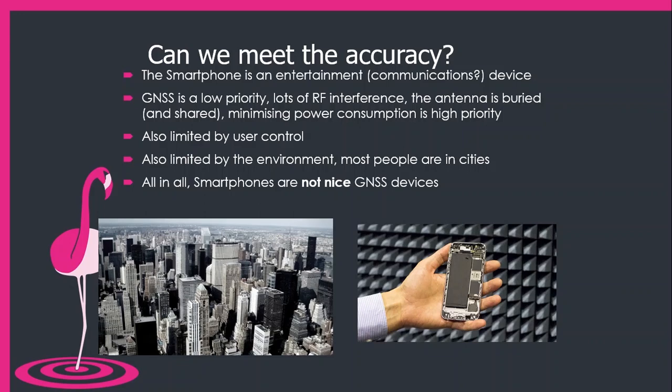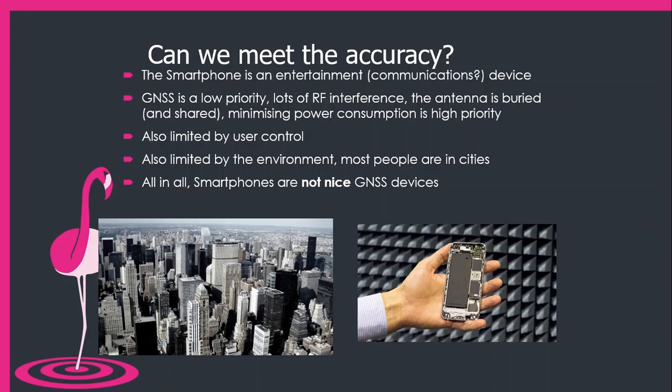Can we meet the accuracy? As we said before, the smartphone is an entertainment communications device. People are much more interested in using Facebook, Instagram, taking photos than high accuracy positioning, and so the manufacturers do not prioritize GNSS in their device. It's a low priority, there's lots of RF interference, the antenna is buried and shared with other systems. So typically sometimes the Wi-Fi antenna or the Bluetooth antenna is shared by the GNSS receiver. And also the phone does prioritize power consumption. It wants to have a low power consumption. GNSS can sometimes use a high power. Also limited by user control.